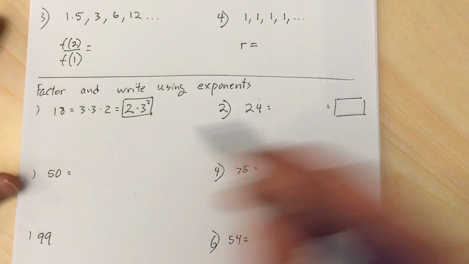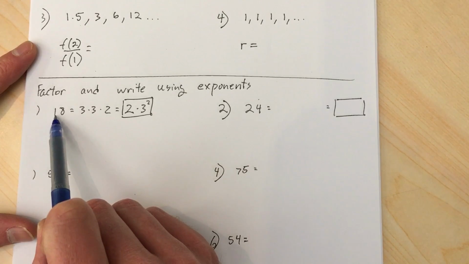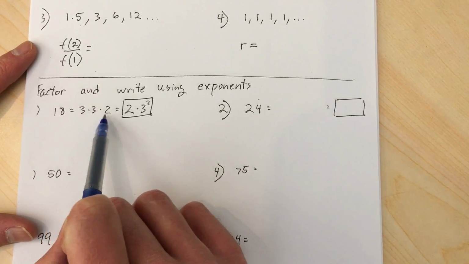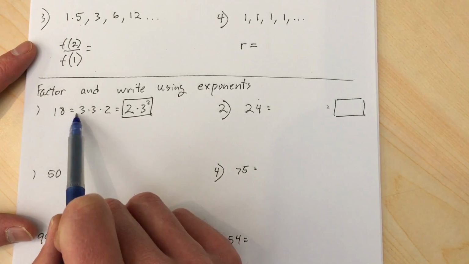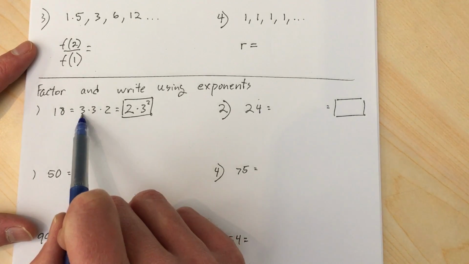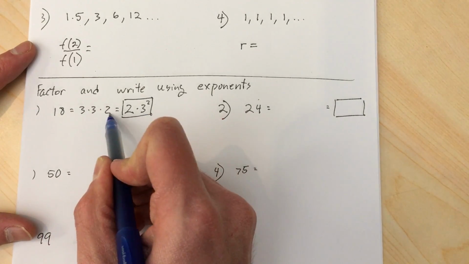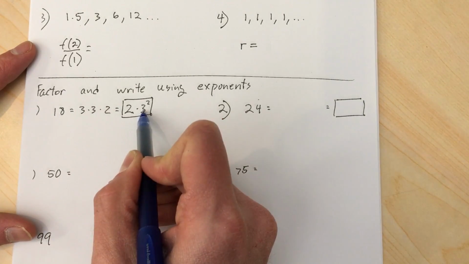First thing you're going to do: I give you a number, with the answer fully done here, and I want you to factor it, writing it in completely prime factored form. So 18 equals 3 times 3 times 2. So this is really 9 times 2, right? Then you're going to write it using exponents. So I have 2 and then 3 squared.